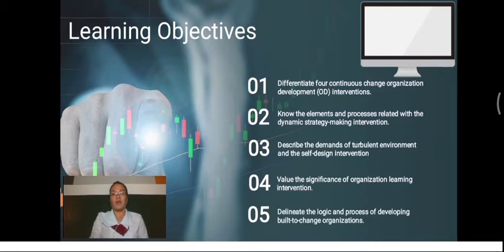The next one is self-designing organizations. They have the capability to alter themselves fundamentally and continuously. This intervention includes considerable innovation and learning as an organization gains the capacity to design and implement significant changes continually. And next, learning organizations. This intervention helps organizations move beyond solving existing problems, to gain the capability to improve constantly.